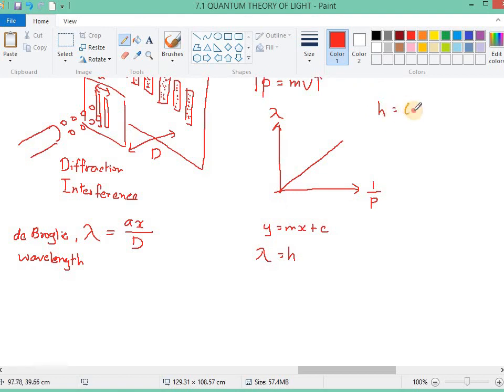Planck constant is 6.63 times 10 to the power of negative 34, which is a very, very small number. Alright. So this x is 1 over momentum. Okay. C is 0. So we get wavelength equals Planck constant over the momentum. Okay. So this is how we get this relationship, this equation.